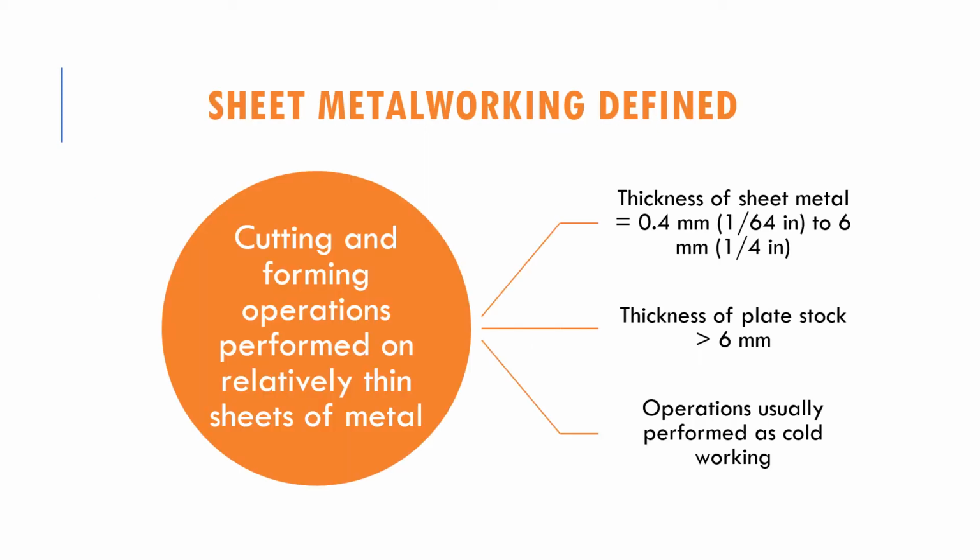Sheet metal working can be defined as the process where cutting and forming operations are performed on relatively thin sheet of metal. The thickness of the sheet metal is usually between 0.4 mm to 6 mm. Usually, the thickness of plate stock should not exceed 6 mm, and the operation is usually performed as cold working.